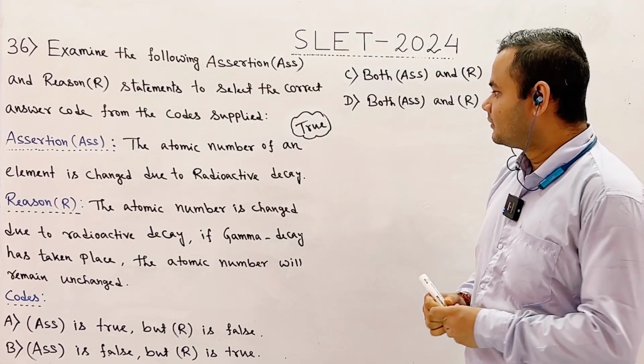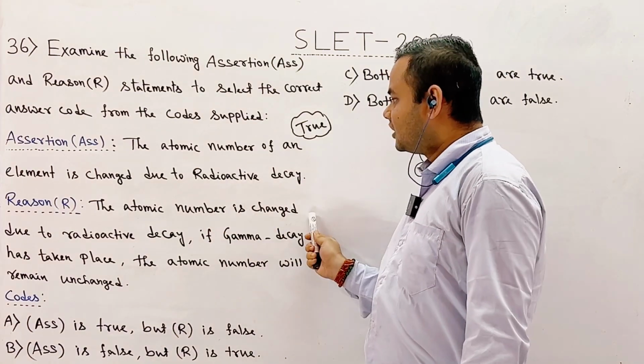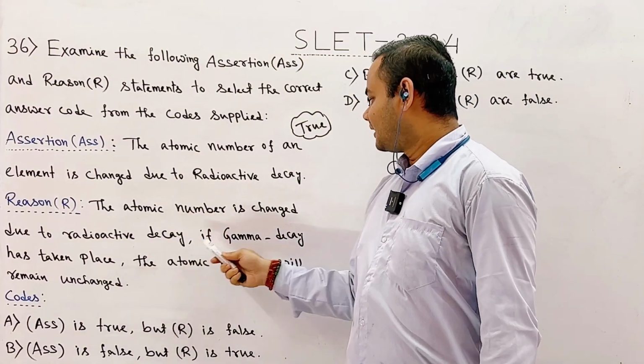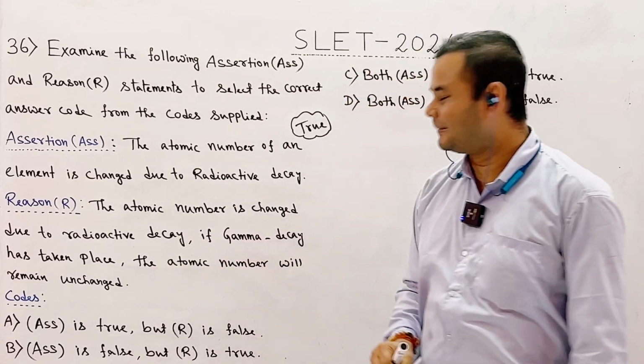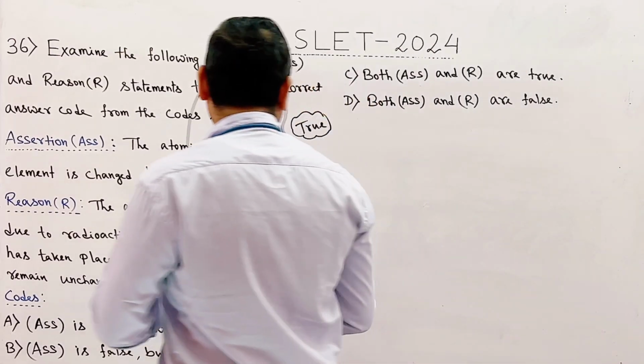Next, reason: the atomic number is changed due to radioactive decay. If gamma decay has taken place, the atomic number will remain unchanged. This statement is also true.